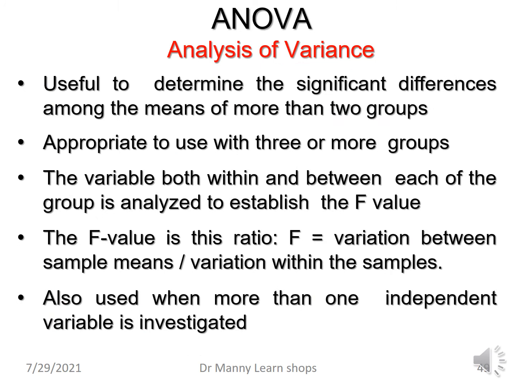An ANOVA, or analysis of variance test, is useful to determine the significance of differences among the means of more than two groups. It's appropriate to use with 3 or more groups. The variation both within and between each of the groups is analysed to establish what's called the f-value. The f-value is a ratio: the variation between the sample means over the variation within the samples. It's also used when more than one independent variable is being investigated.